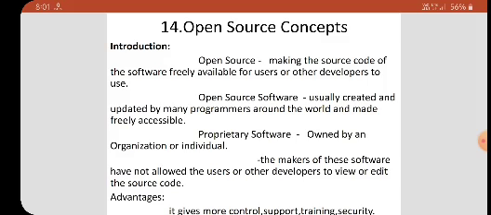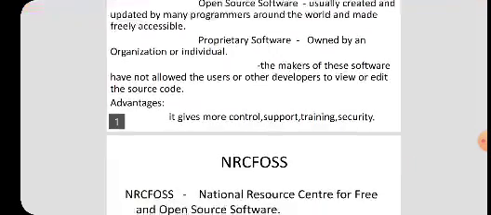So in this, programmers cannot do anything; neither the user nor any developers can view or edit the source code. The main advantage of this is that it gives more control, support and training, and more security in proprietary software. In detail, the difference between open source software and proprietary software, we will see in the last topic.